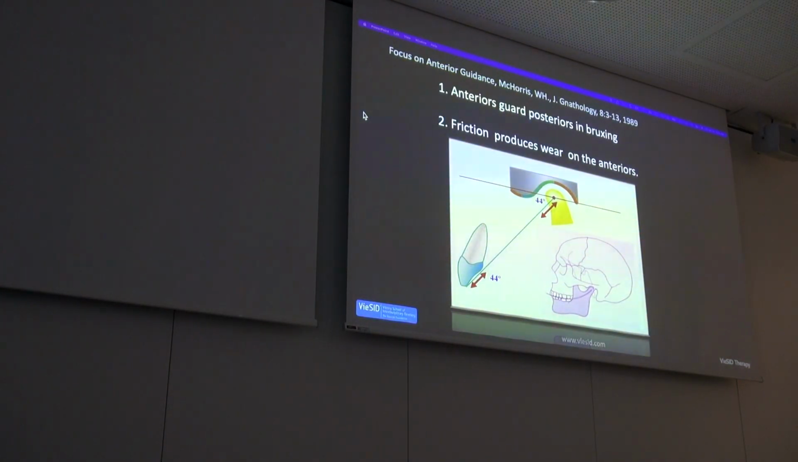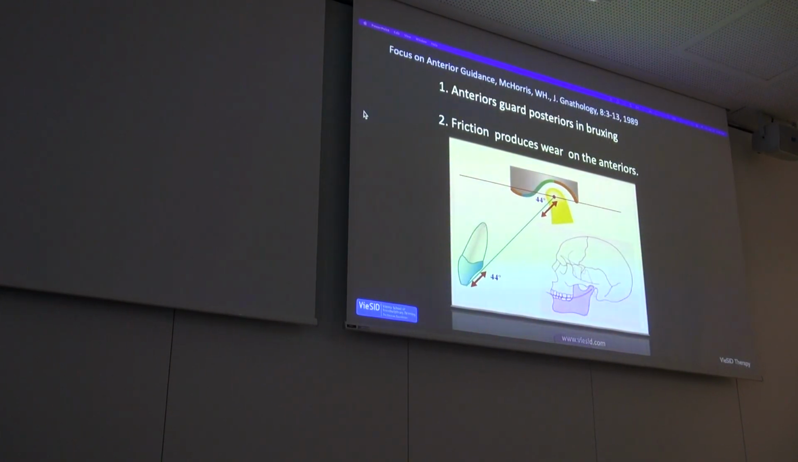Bill McHorris, who's a very interesting man that I got to know, he was a really tough educator. Ellen and I are tough. He was tough. But he was heart of gold kind of guy. Back in 1989, Bill McHorris, who I know Professor Slavichek knew, came up with this research here, where he said the anteriors guard the posteriors in flexing. Well, that's true until the anteriors wear down.